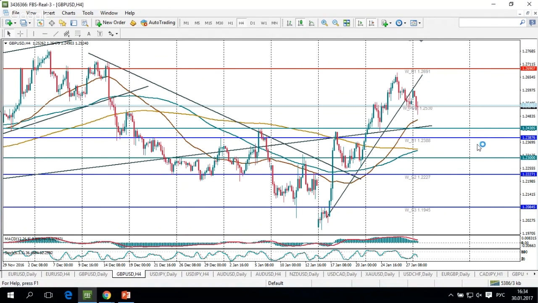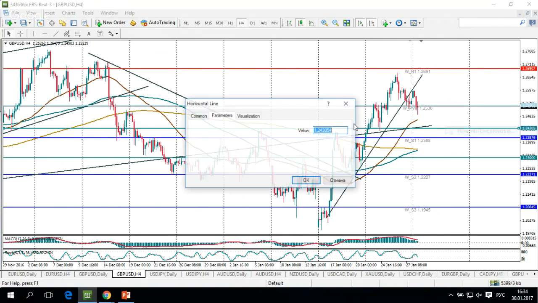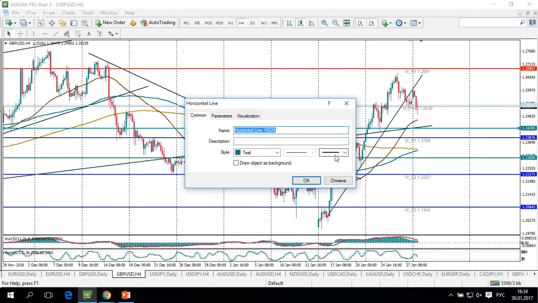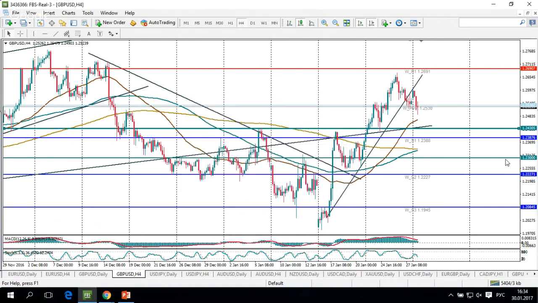1.2388, and next levels will be 1.23 and 1.2227, I'm sorry. This will be our downside targets. So the main level, once again, and let's have it in bold, is 1.2430.